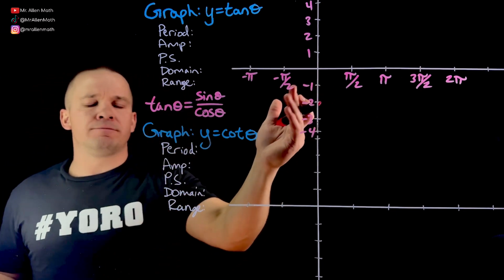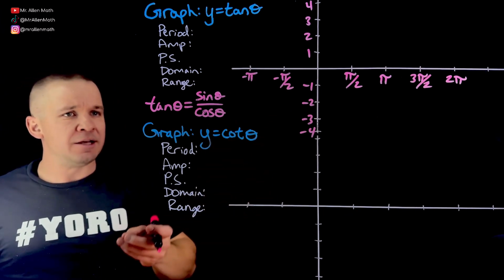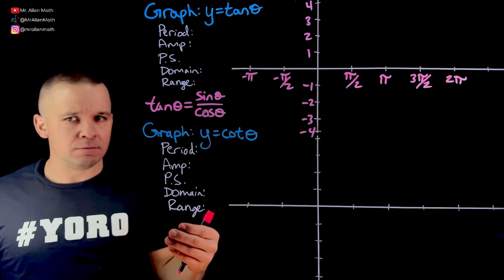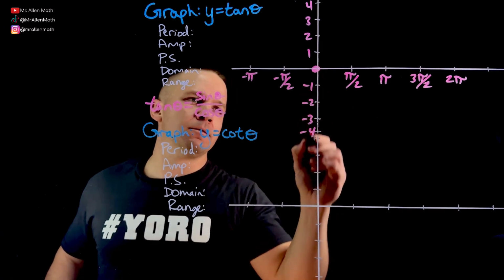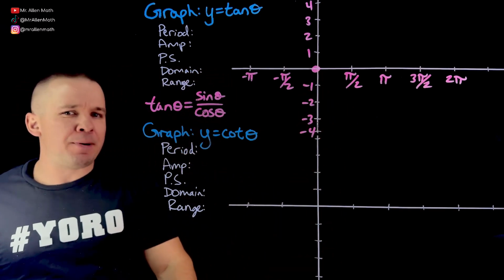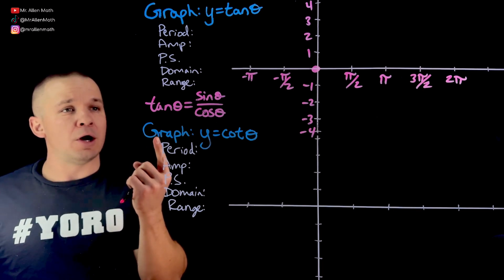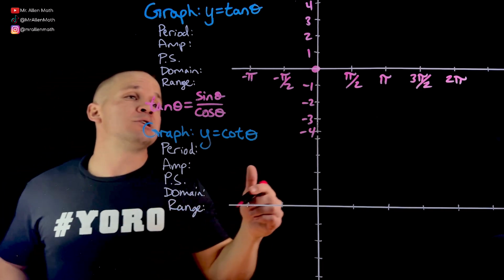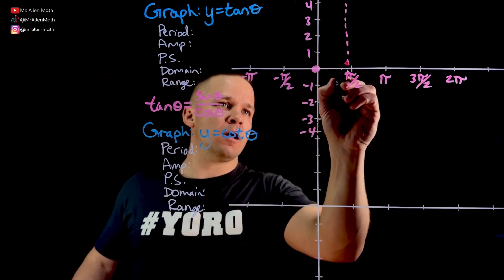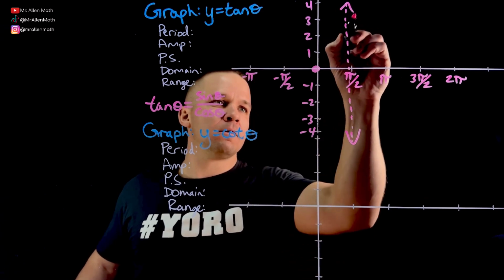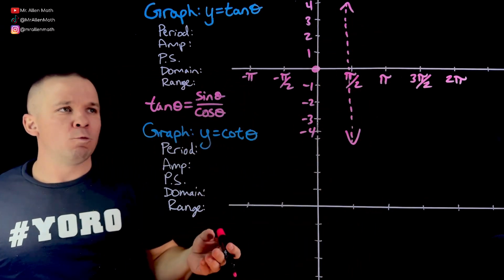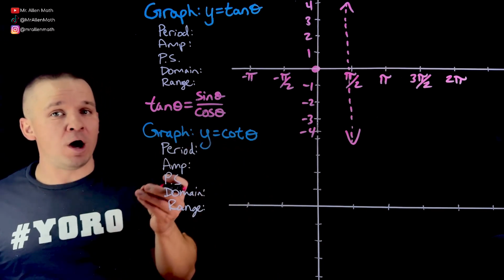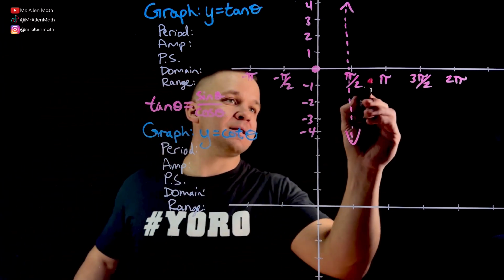If I do 0, sine of 0 is 0, and cosine of 0 is 1. What's 0 divided by 1? It's 0. All right, so I have a point there. How about pi over 2? Well, sine of pi over 2 is 1, cosine of pi over 2 is 0. What's 1 divided by 0? That's undefined. So I need to put a nice little vertical asymptote right there. Okay. How about pi? Sine of pi is going to be 0, and cosine is going to be negative 1. What's 0 divided by negative 1? That's 0.